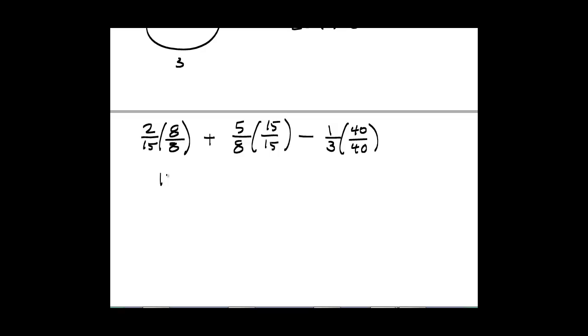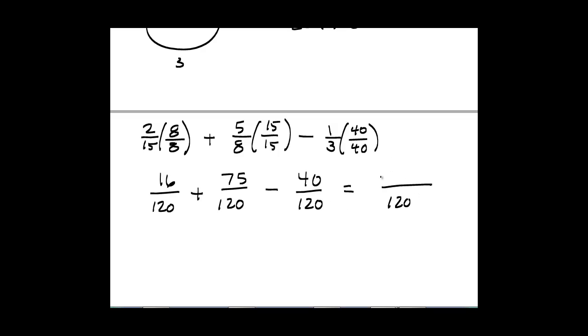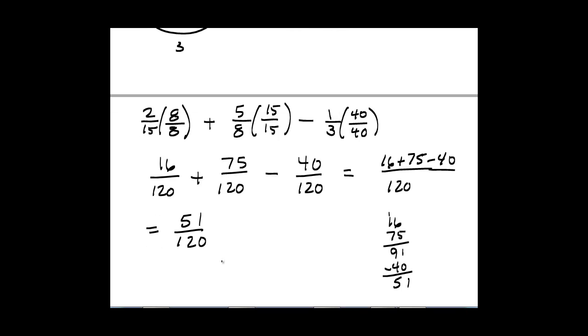Now 2 times 8 is 16 over 120, and to that we're going to add 5 times 15. 5 times 5 is 25, and 5 times 10 is 50, so that's 75 over 120, and from that we're going to subtract 40 over 120. So in the end, our denominator is 120, and we have 16 plus 75 minus 40. And all together then we have 51 over 120.